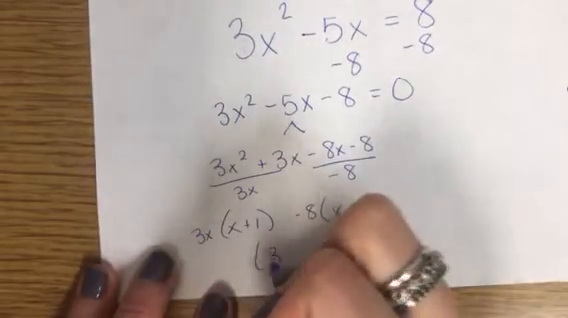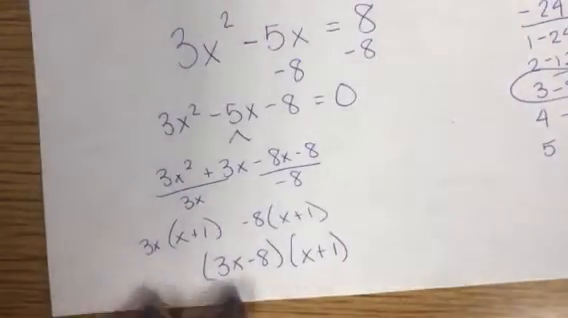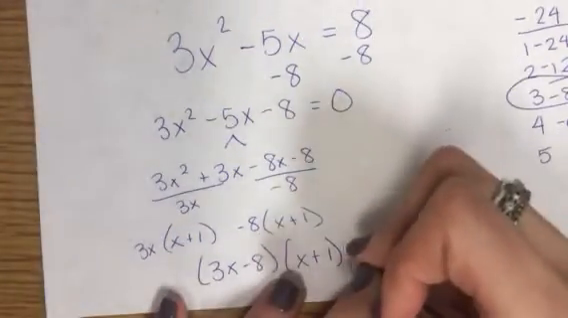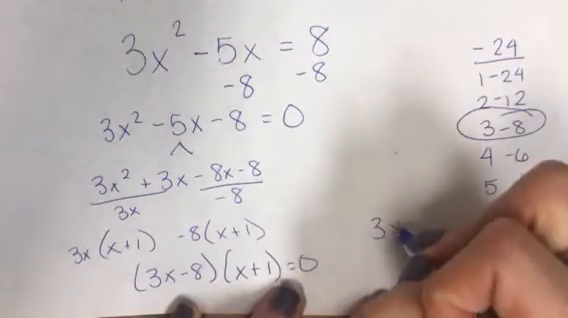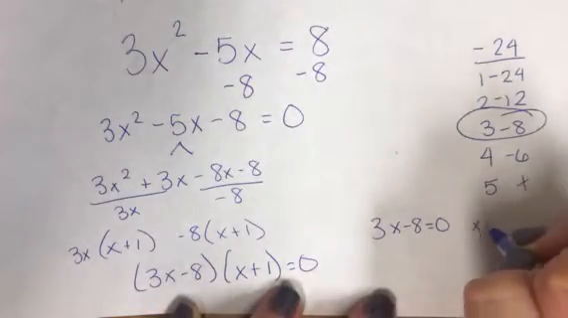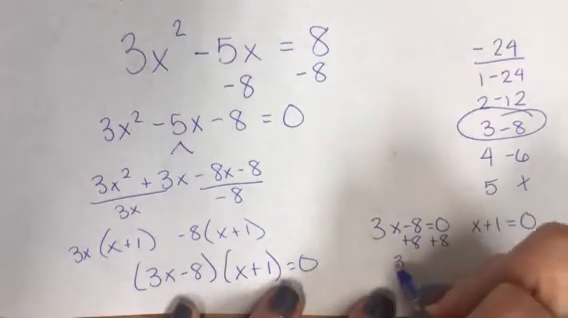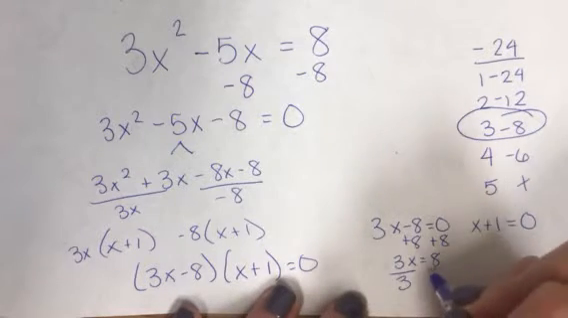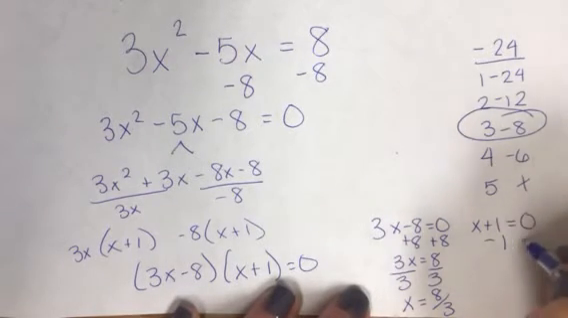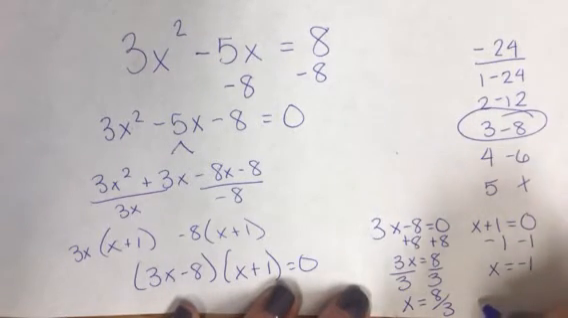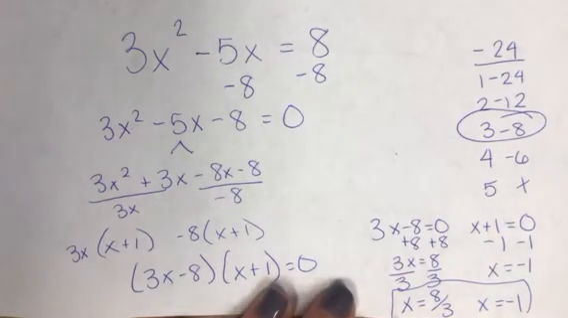So this factors into a 3x minus 8 and an x plus 1. So we can now set each of those equal to 0. So we'll say 3x minus 8 equals 0, and x plus 1 equals 0. These we can solve just like this one is a 2-step equation. Our other one's going to be a 1-step. Fraction answers are fine. Just make sure they're reduced. And so we'll get answers of x equals 8/3 and x equals -1.